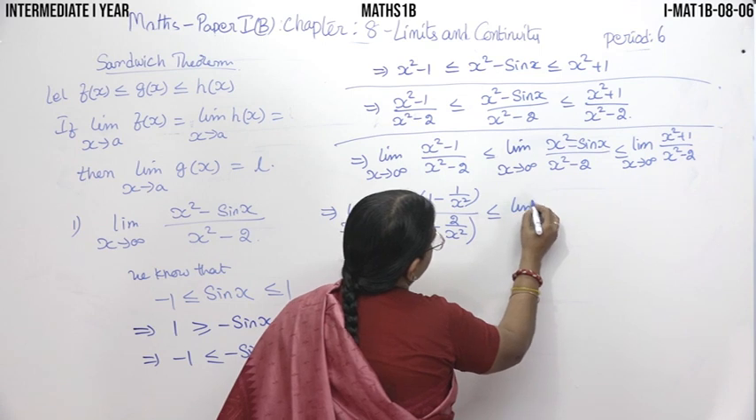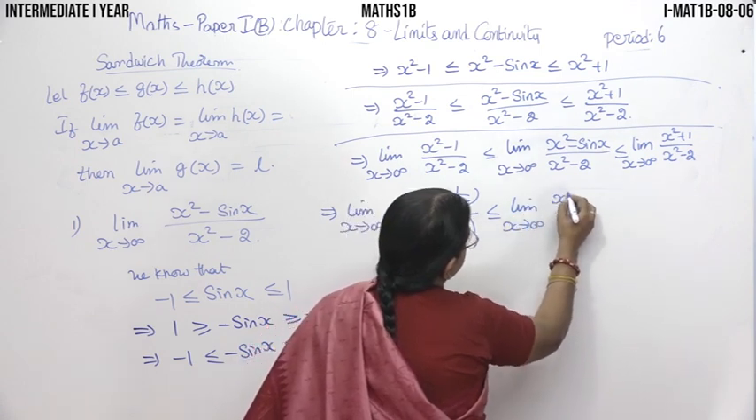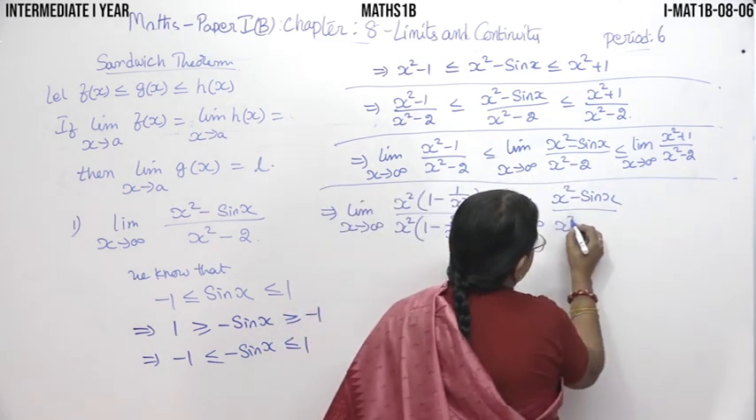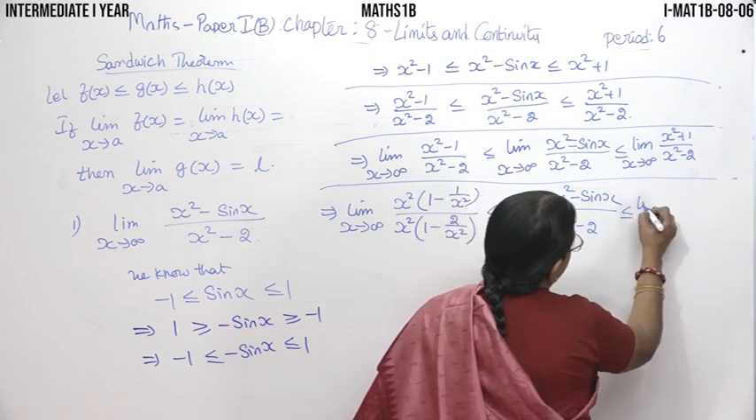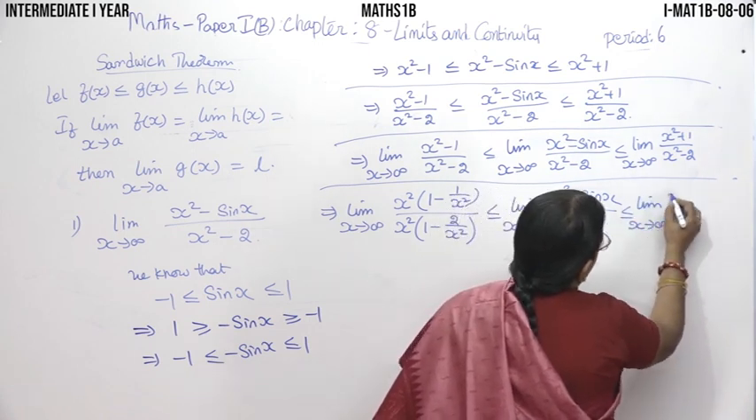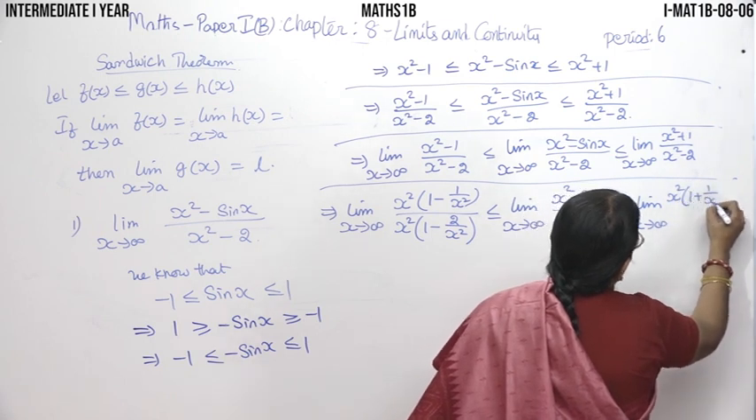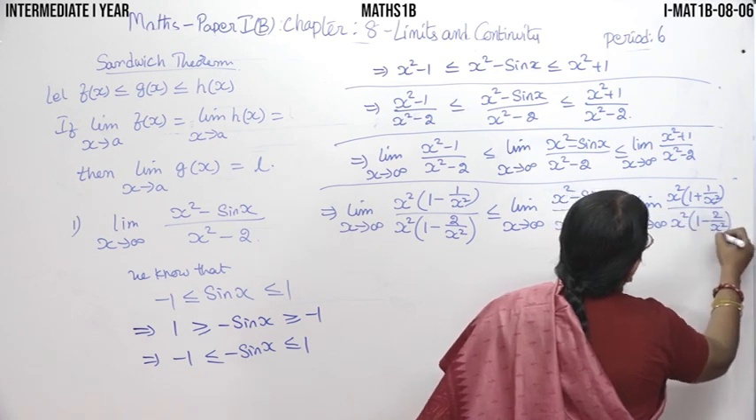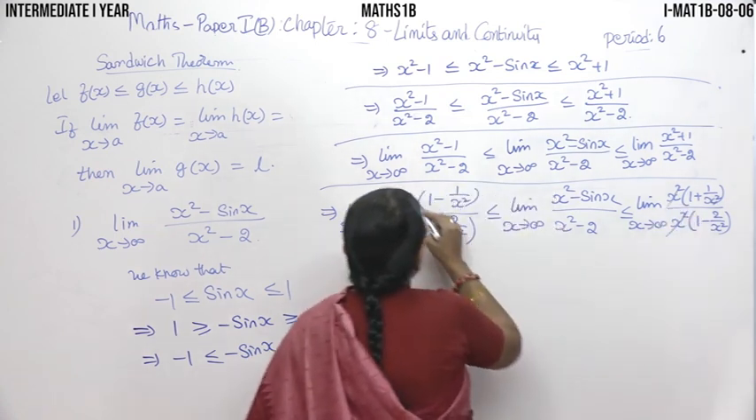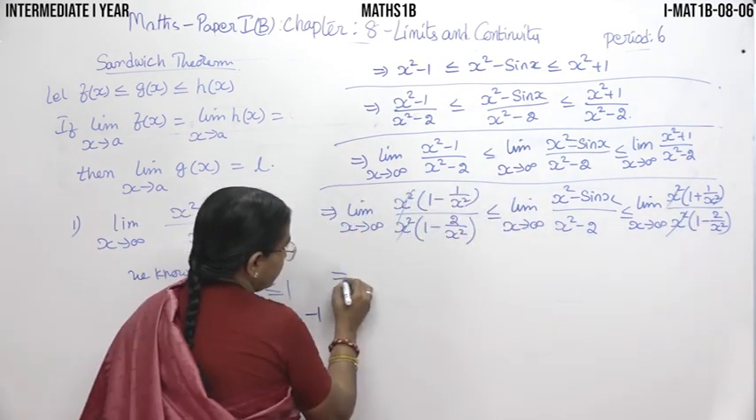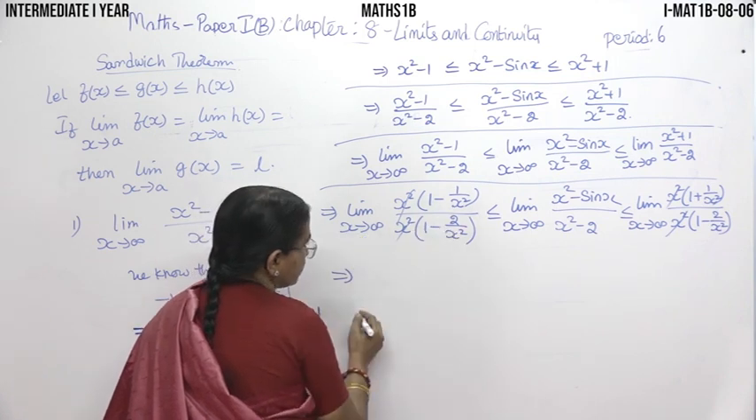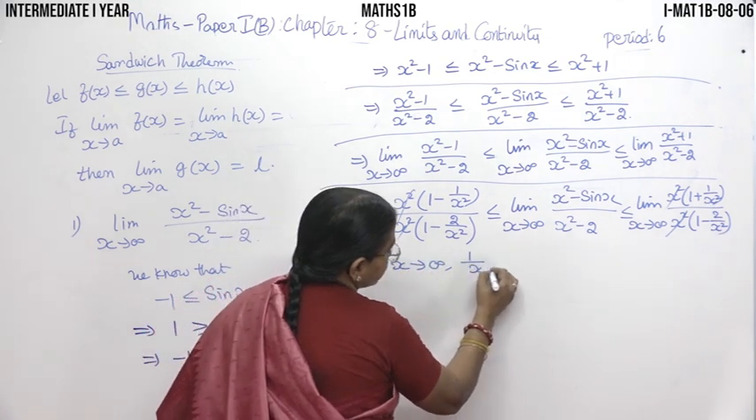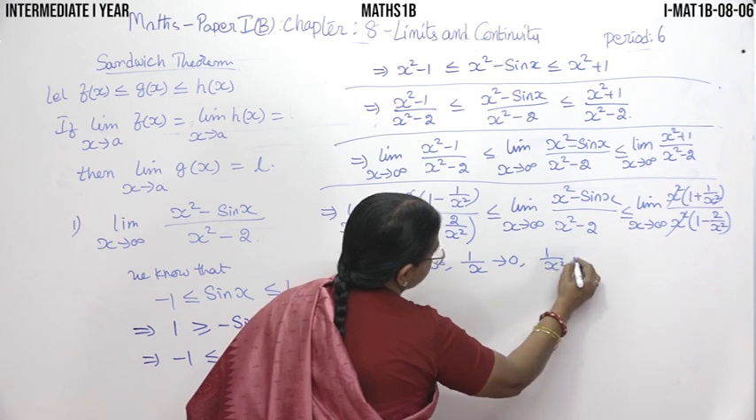Is less than or equal to limit x tending to infinity of x square minus sin x by x square minus 2, is less than or equal to limit x tending to infinity of, I'll take x square common, then it is 1 plus 1 by x square, and here also x square common, then it is 1 minus 2 by x square. So x square gets cancelled. Now when I substitute limit x tends to infinity, 1 by x tends to 0, so 1 by x square also tends to 0.